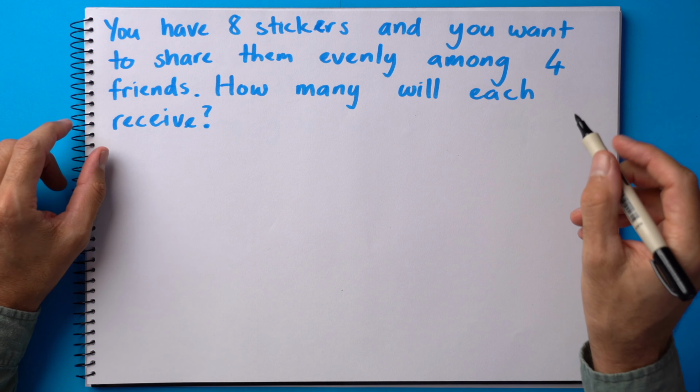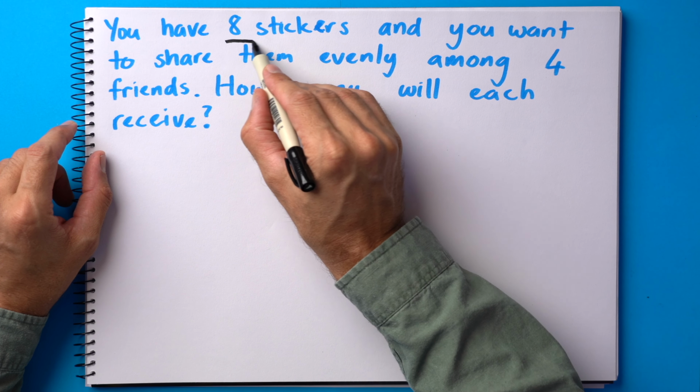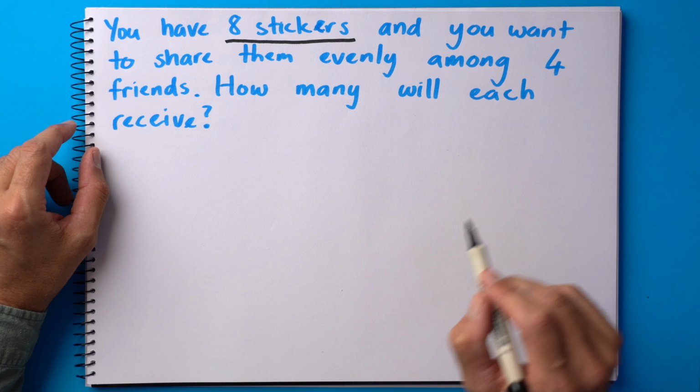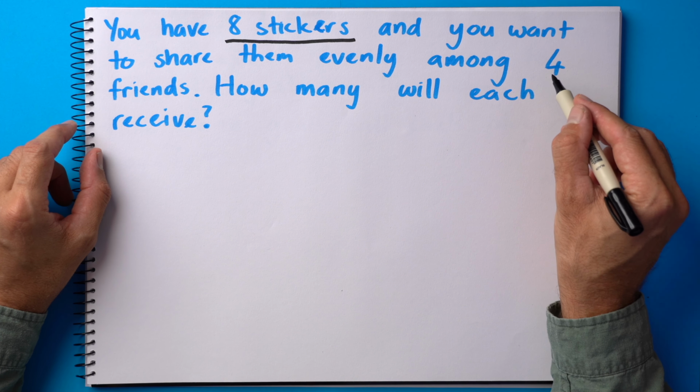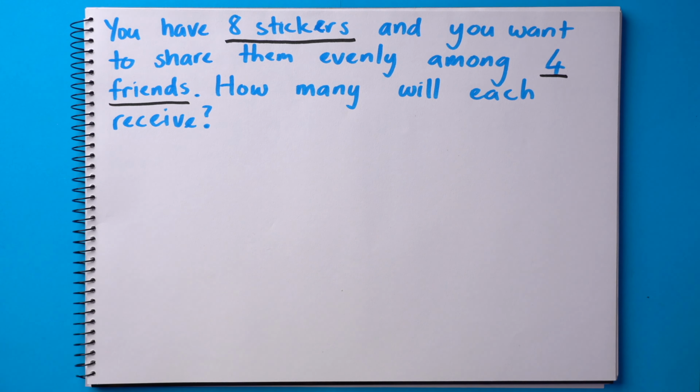The first thing that I'm going to do is go and highlight the important information in the question. You have 8 stickers, okay, so that's important. And you want to share them among 4 friends. How many will each receive? Now that we've underlined the important information in the question, let's write a number sentence to represent what we're looking at here.